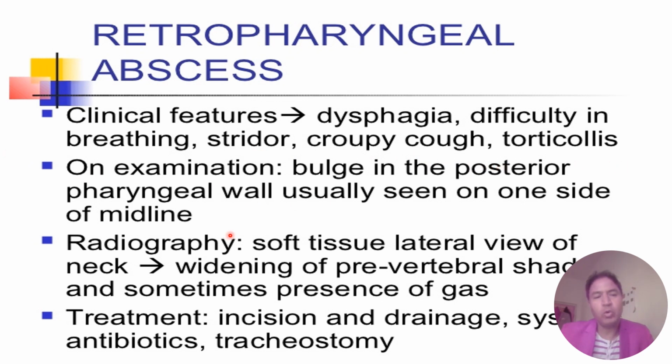Okay. So on examination, there is bulge in the posterior wall. Radiography shows soft tissue lateral view of the neck, widening of the prevertebral shadow. Sometimes presence of gas.